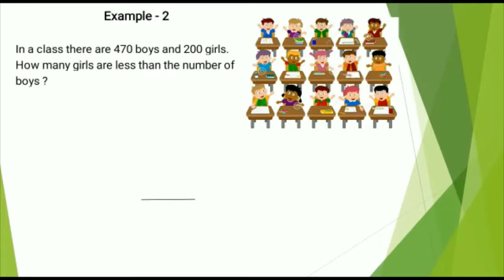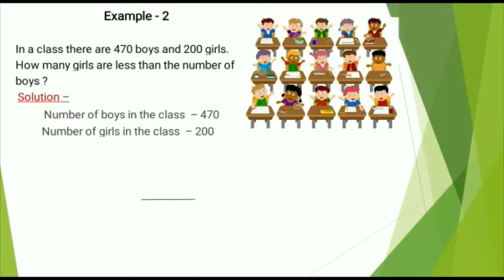Let's solve this problem. Number of boys in the class are 470 and number of girls in the class are 200. The number of girls less than number of boys is equal to 470 minus 200. Let's subtract them.